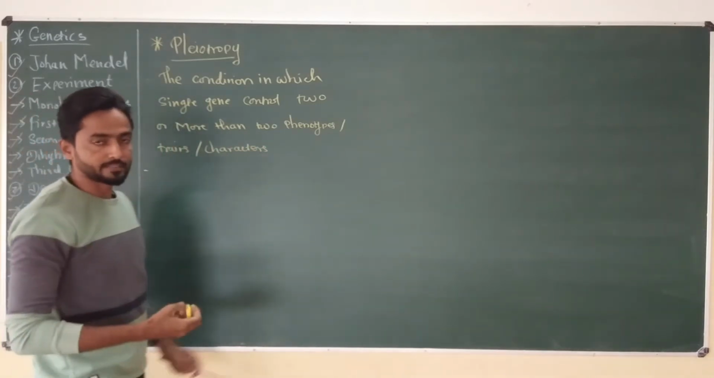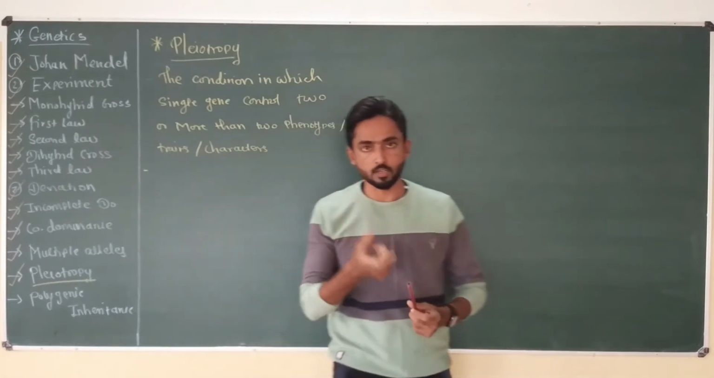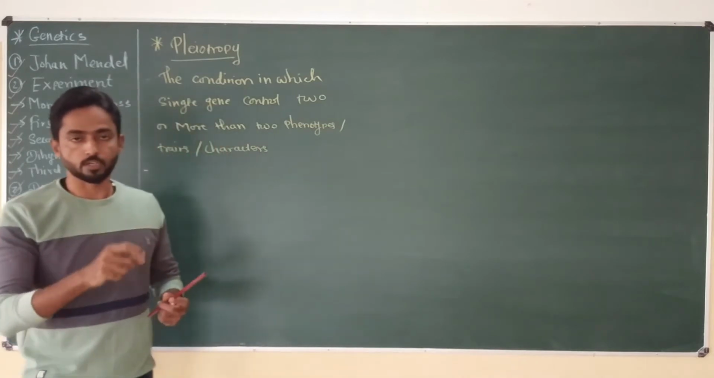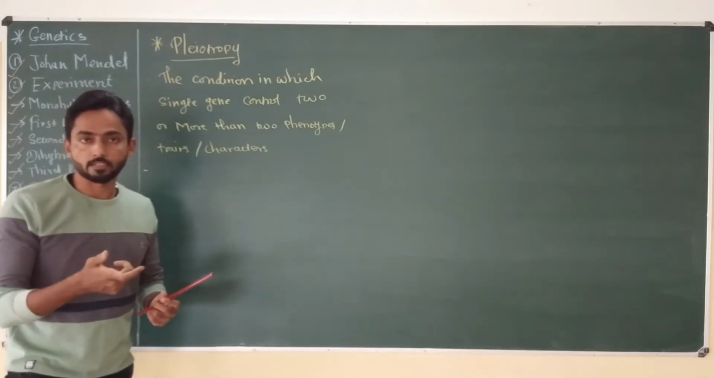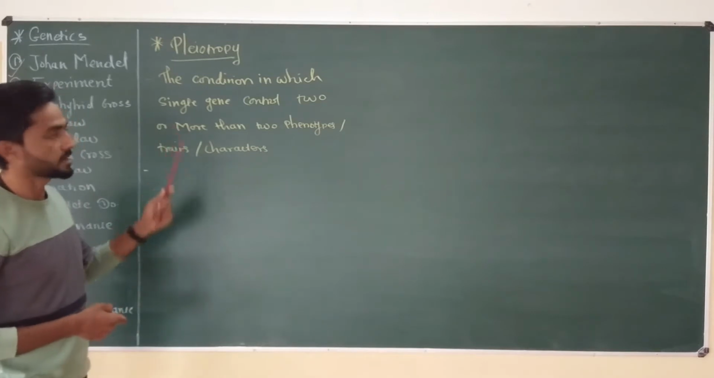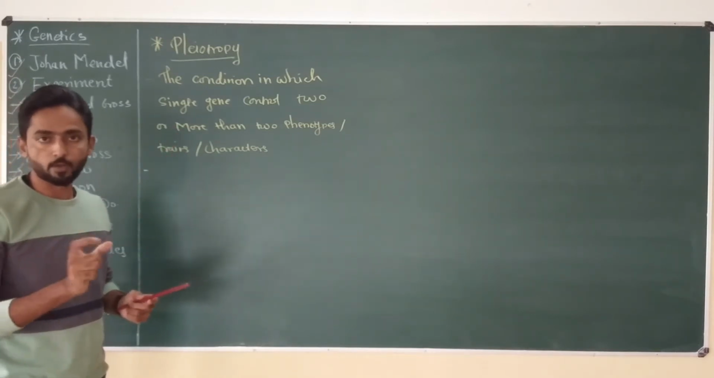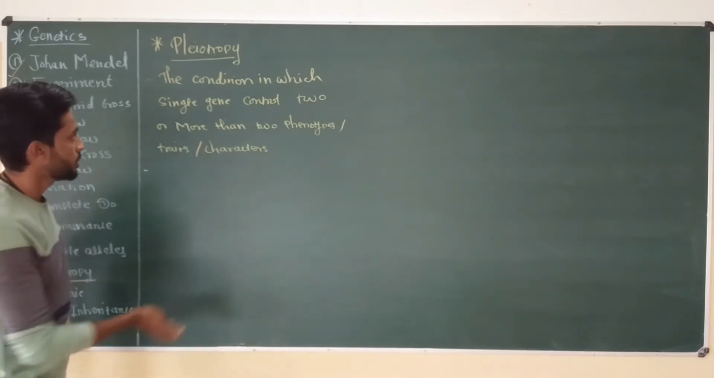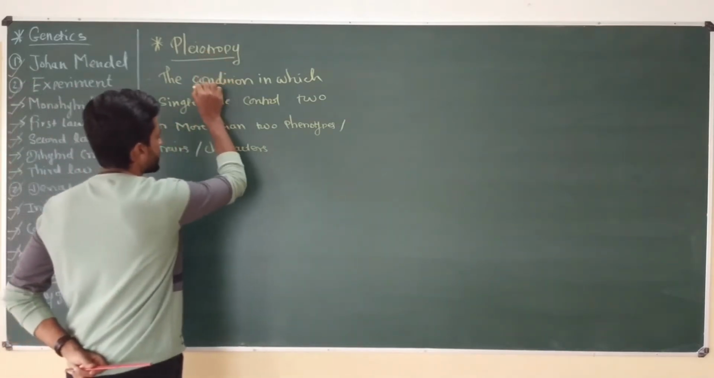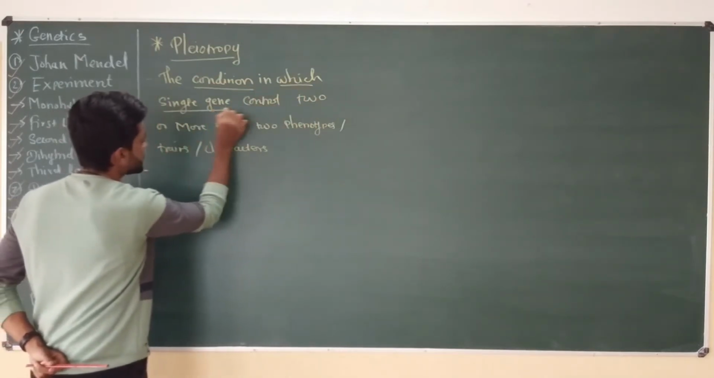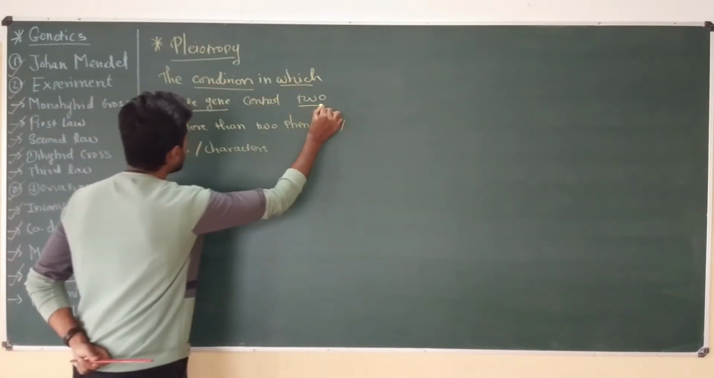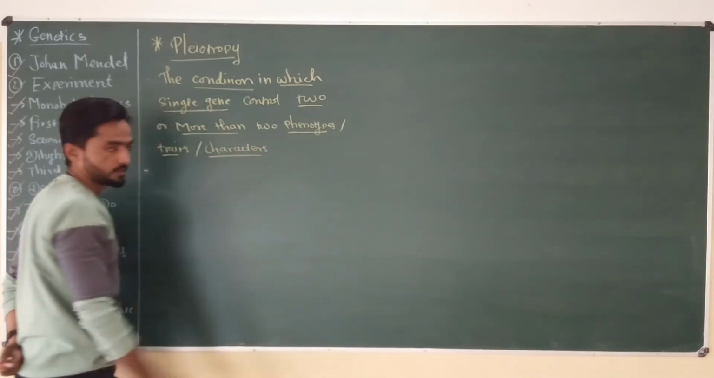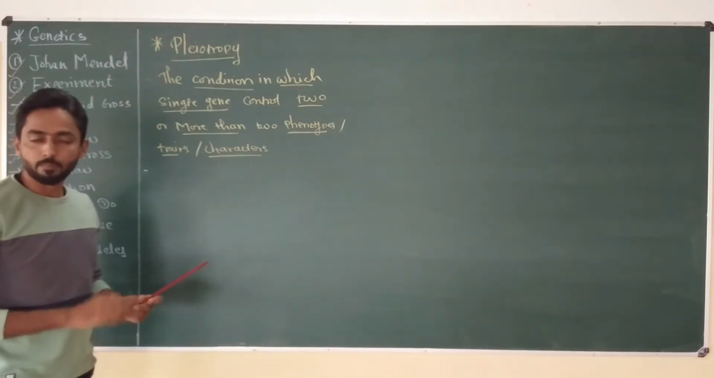So we know that single gene or single factor generally control single character, but sometimes there is some examples of a gene which control more than two characters or trait at a time, and such genes are called as pleiotropic gene, and the phenomenon is called as pleiotropy or pleiotropism. Okay, so in this definition we have to remember that pleiotropy is the condition in which single gene control two or more than two phenotypes or traits or characters. Okay, and it is called as pleiotropy or pleiotropism.